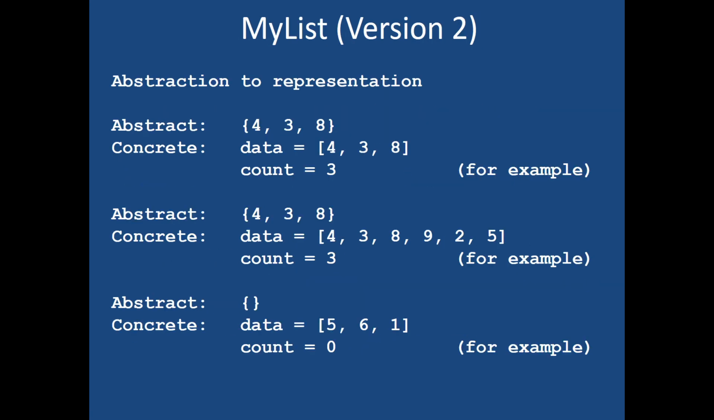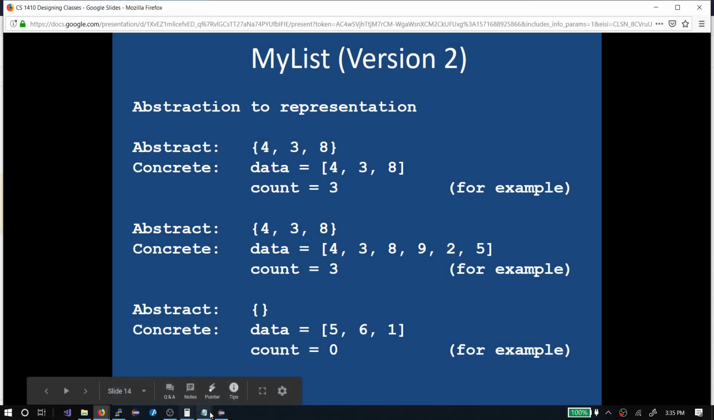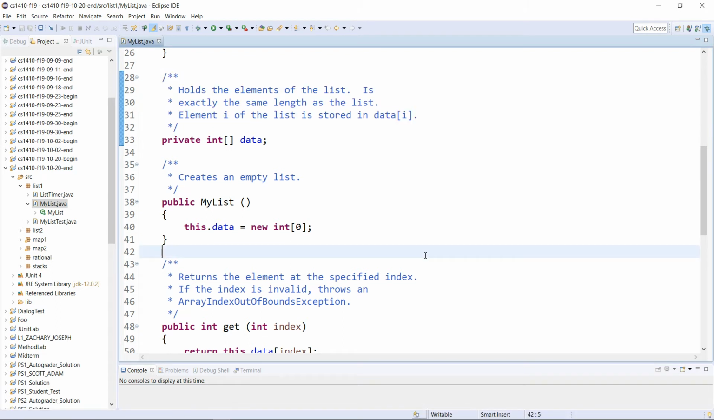All right, so I'm just trying to get you thinking in the right way here. When you implement a class, you've got to distinguish between the concrete values, which are the values of the instance variables, and the abstract value, which is the illusion you're trying to provide to your user. Your user is thinking in terms of lists. You're thinking in terms of count and data. You've got to make the two match up. That's where the coding comes in. So let's go look at MyList 2 here.